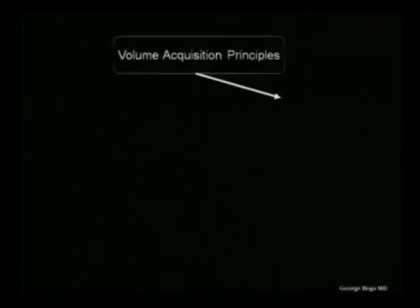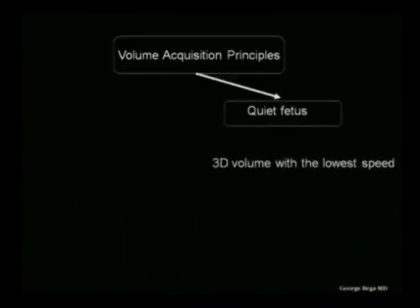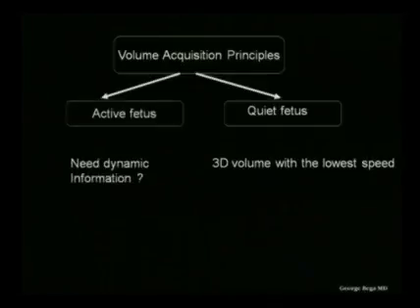So a normal question here would be, okay, great. We have all of these acquisition methods introduced. When do we use what and for what reason? As a general rule, we would ideally prefer a quiet fetus. If we have a quiet fetus or otherwise a stationary structure, we acquire a 3D volume with the lowest speed of acquisition. If the fetus is active, we would acquire the fetus faster so we can avoid the motion.